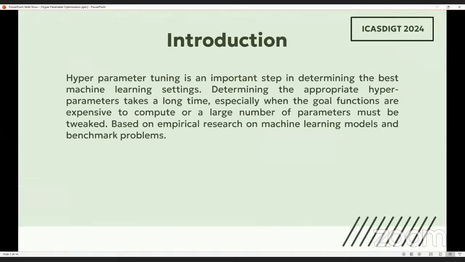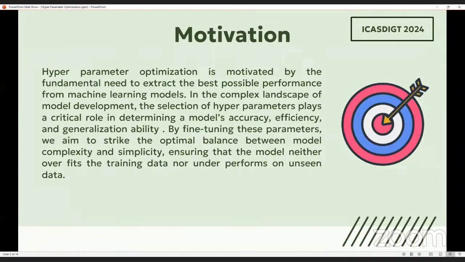Let's begin. Introduction. Hyperparameter tuning is an important step in determining the best machine learning settings. Determining the appropriate hyperparameters takes a long time, especially when the objective functions are expensive to compute. A large number of parameters must be tweaked based on the emphasized research on machine learning models and the benchmark problem.